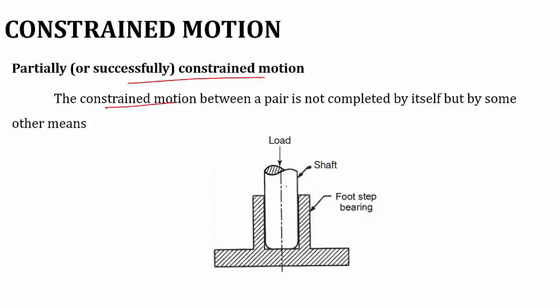For example, this is a shaft. So the shaft is moving. So this is your shaft and the shaft will be moving like this. So here a footstep bearing is used to keep the shaft at rest, or otherwise this will come down. So here we are using a footstep bearing to keep the system in constraint. So it means that it is partially constrained. The system is brought into constraint with the help of an external system.